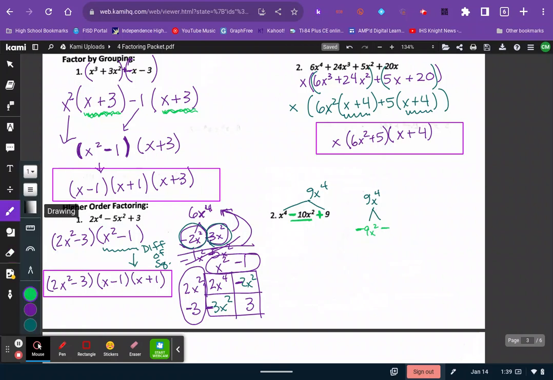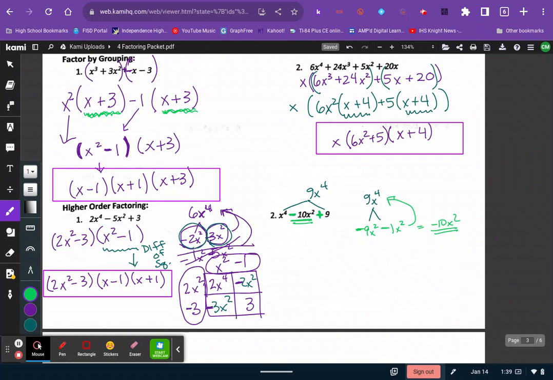Just kidding. 9x squared and 1x squared. Multiply them together, and we get that. Add them together, and we get negative 10x squared. Okay, which is what we have here.